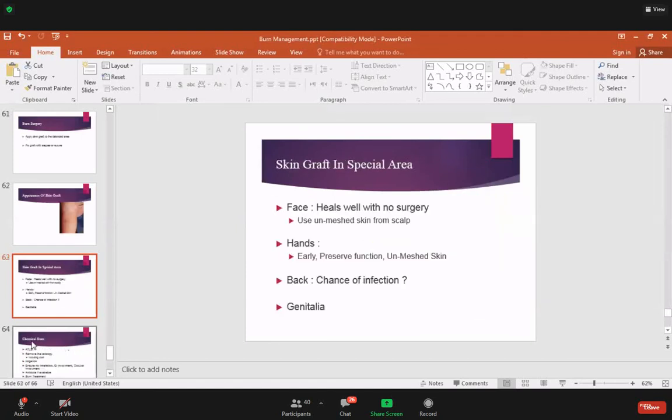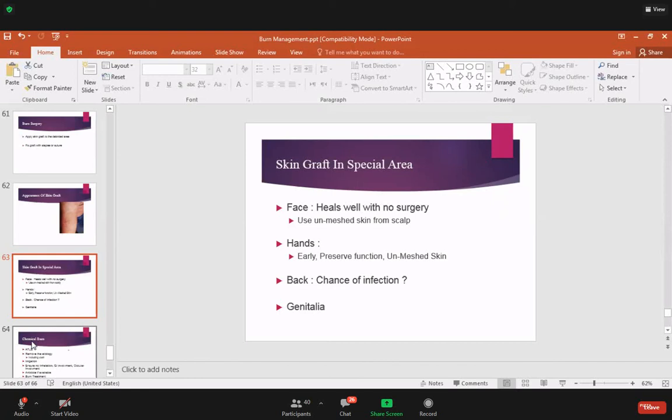Okay, in the face, the skin grafts heal with no surgery. We use unmeshed graft because we don't want scarring on the face. So we use skin from the scalp, and we usually use it unmeshed. We don't make incisions in it.